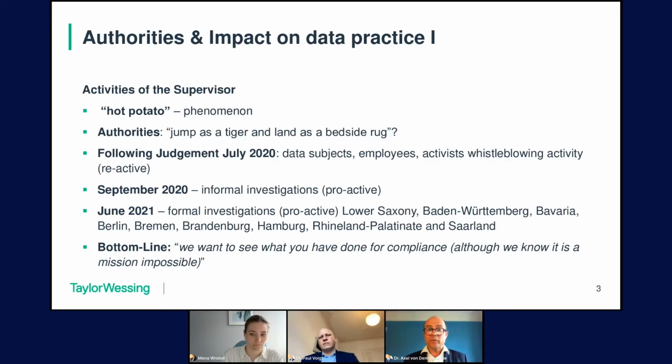More or less, they haven't stopped any transfers. There is hardly any court proceeding there. So the authorities are still in a kind of learning phase.